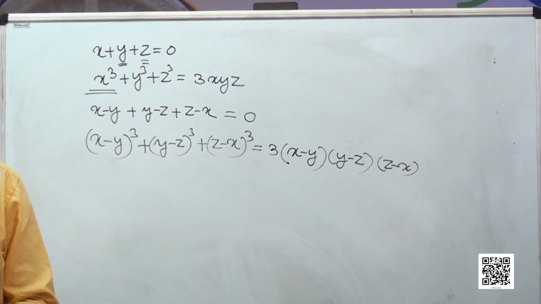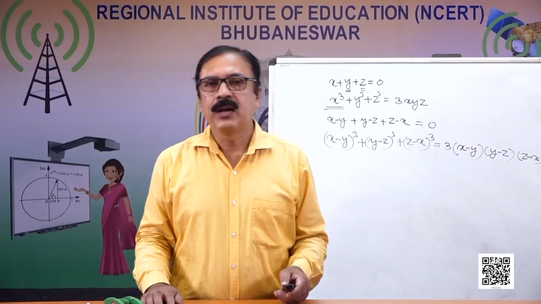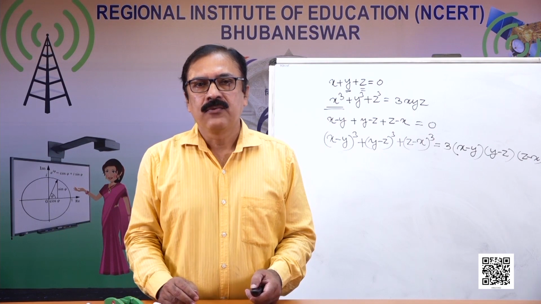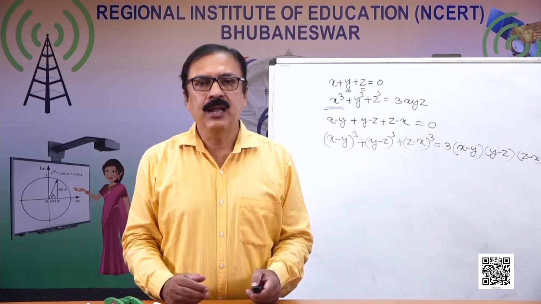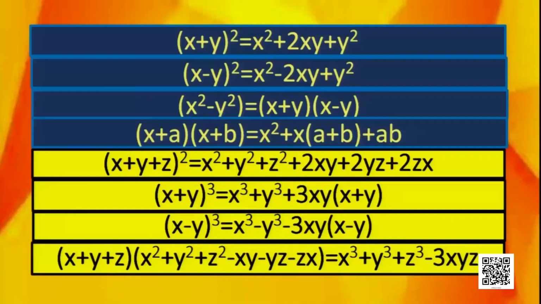So today we learned about different identities, and what are the identities we studied today? Let's have a look. The first four were studied earlier in earlier classes, and today we learned about x plus y plus z whole square, x plus y whole cube, x minus y whole cube, and about x cube plus y cube plus z cube minus 3xyz. And we efficiently used it in some problems.